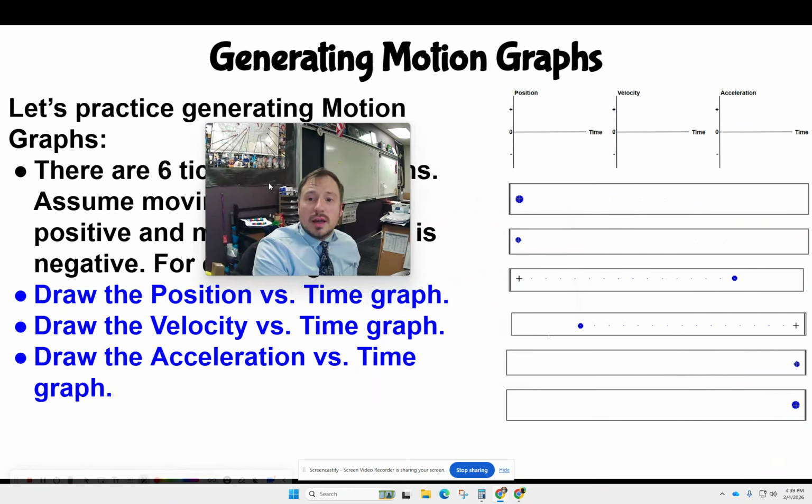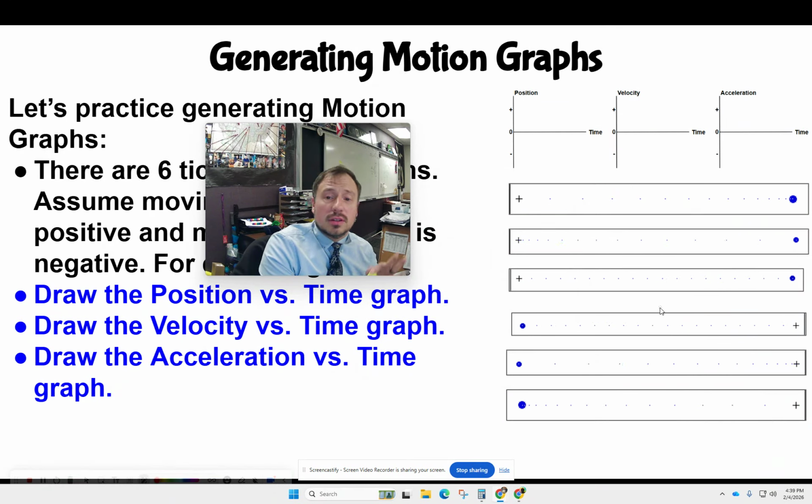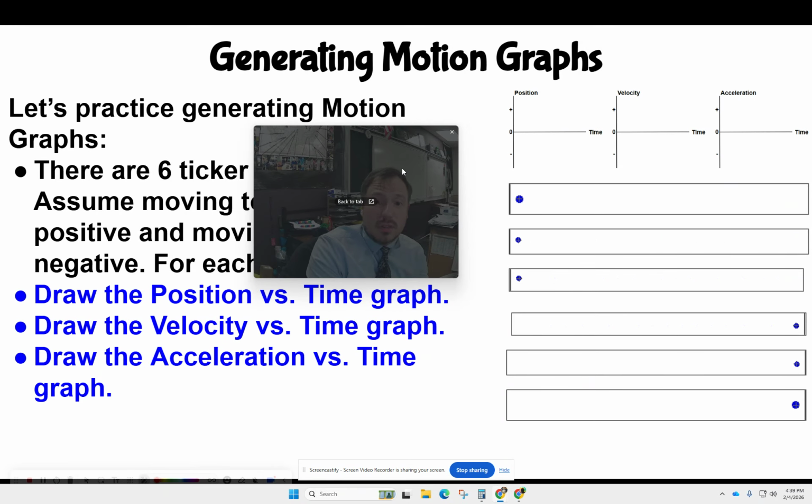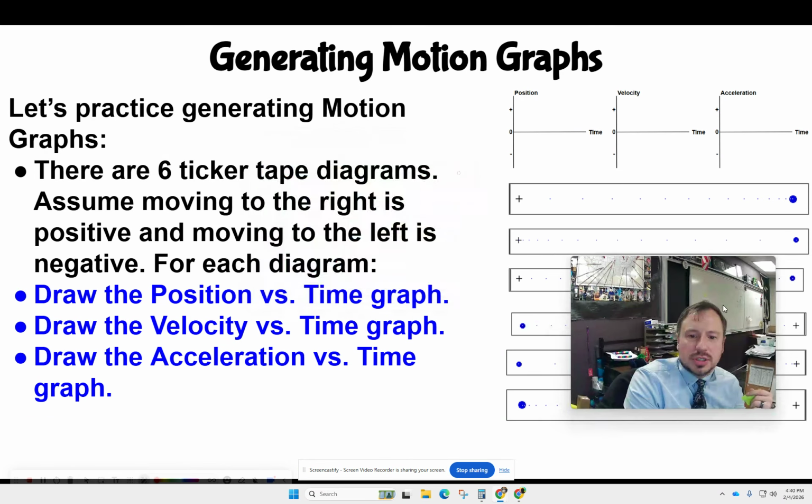So I'll let you go ahead, just look at these. Practice making the position, velocity, and acceleration time graph for all these scenarios. These are like the 6 scenarios that you can do for these kind of graphs. Then it gets complicated if they stop and then go the other direction and things like that. But these are pretty simple scenarios.